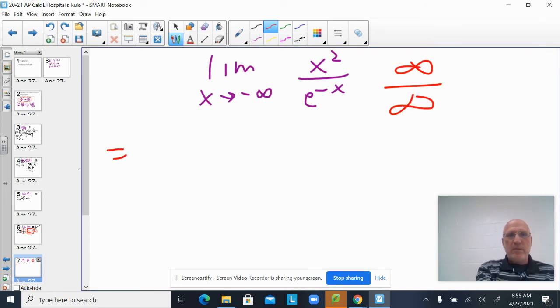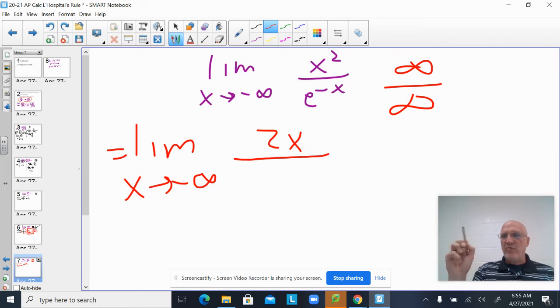So let's use L'Hopital. This is the limit as x approaches negative infinity. Let's see, the derivative of the top is 2x. And the derivative of the bottom, the derivative of e to the negative x is itself, which is e to the negative x, times the derivative of the exponent. The derivative of negative x is negative 1. I'll put that up front. It's negative e to the negative x.